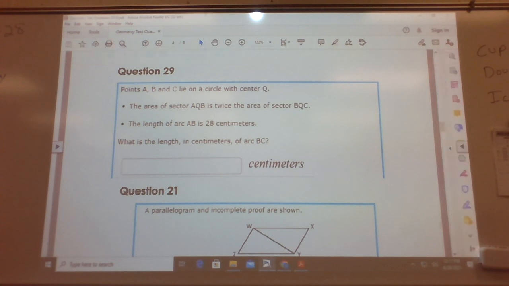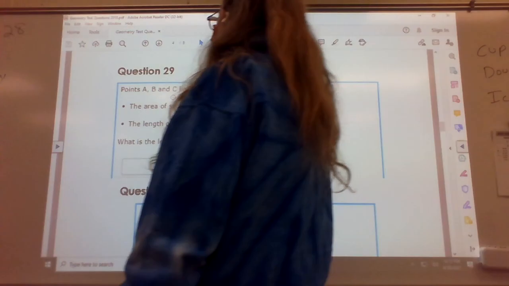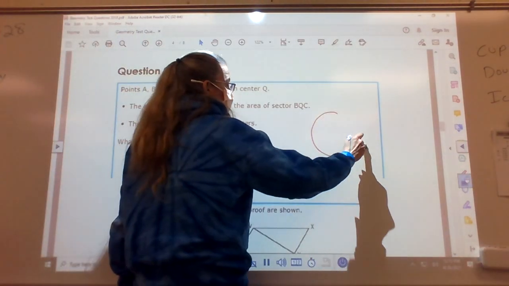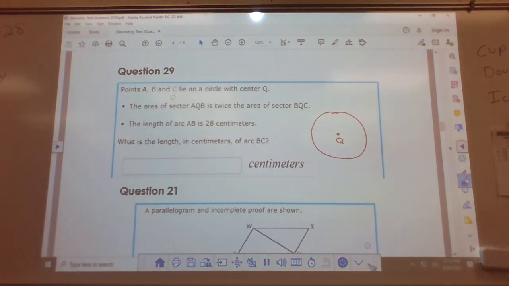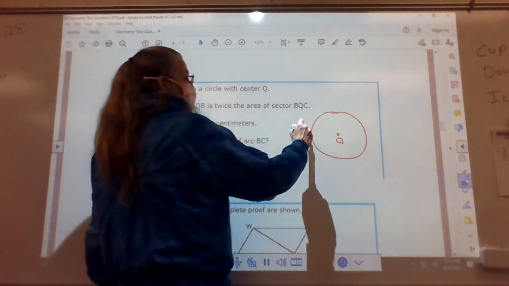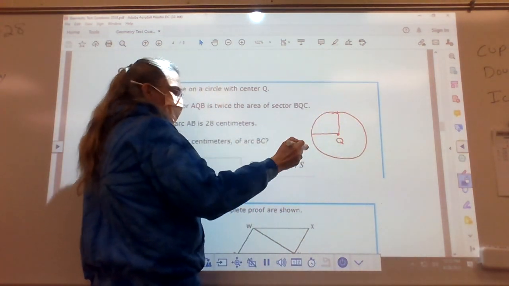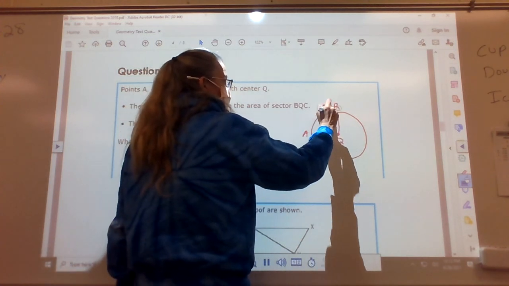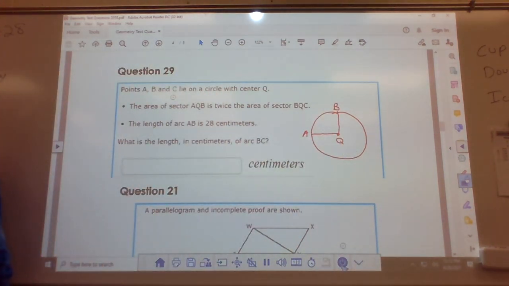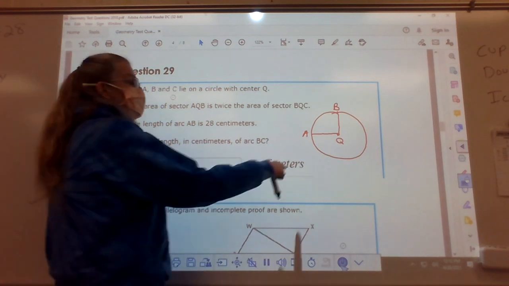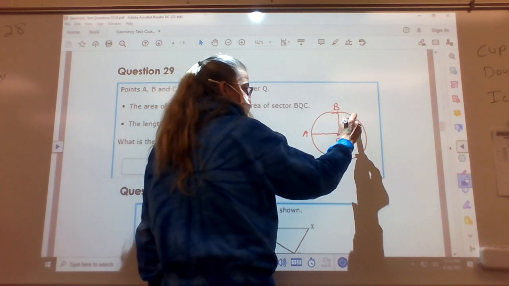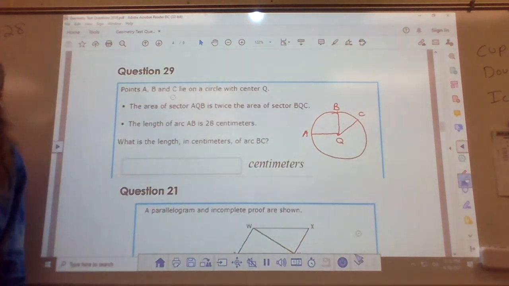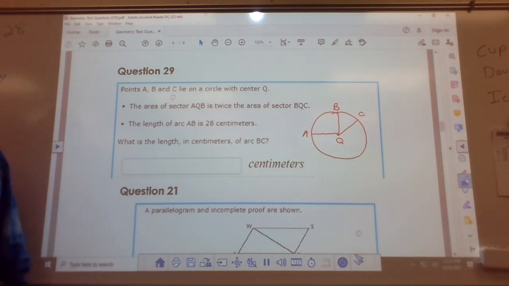Number 29. 29 isn't too bad if you can visualize. Points A, B, and C lie on a circle with center Q. So I'm going to draw a circle, stick a Q in the middle. It says the area of sector AQB, so I'm going to make myself some kind of a corner piece of the pie, AQB, is twice as big as BQC. I don't want to go straight across for C because that's going to make them the same. I'm going to kind of chop it so it's about half as big and do C. So that's what it's going to look like.